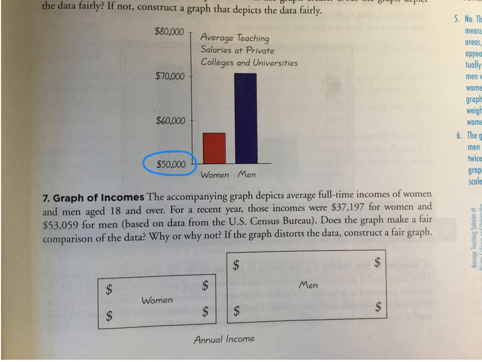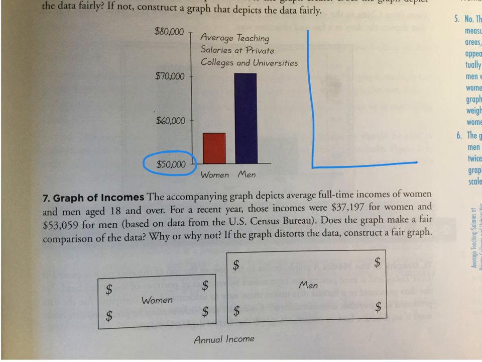So we're starting at 50,000, only goes up to 70,000, so we're only seeing the top $20,000 here of the rest of the data. And so if we think about starting at 0, then 20,000 out of 70,000 is only 2/7. We're only seeing the top 2/7 of the true bars. So this is not a fair graph.